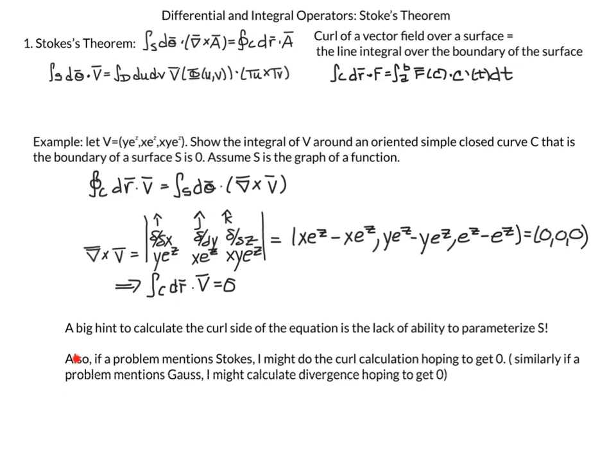The second thing is that if a problem mentions Stokes, sometimes I just calculate the curl just to see if I get a 0, because that'll simplify a lot of things. Similarly, if a problem mentions Gauss, I might calculate the divergence, hoping to get a 0.